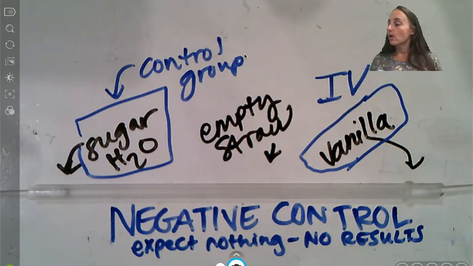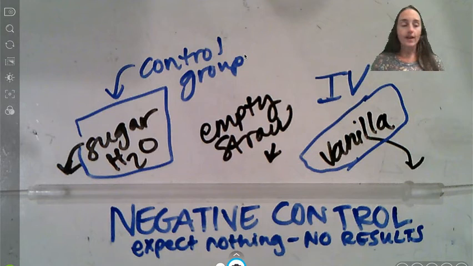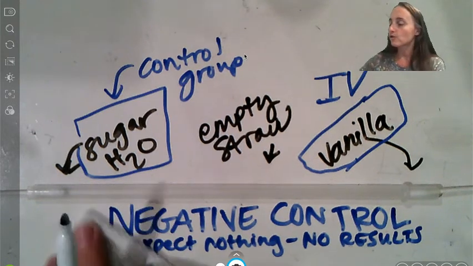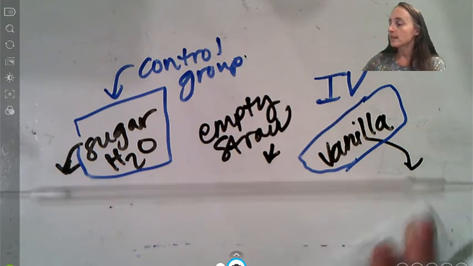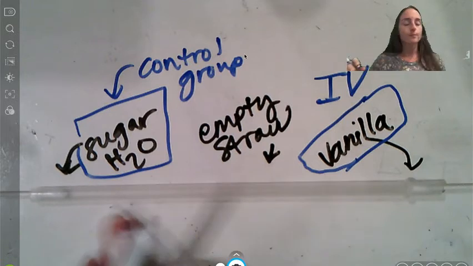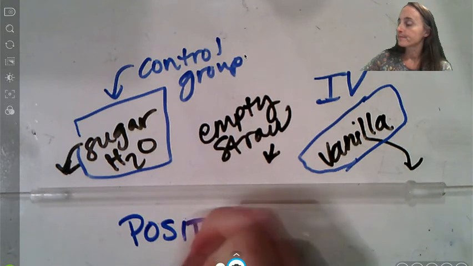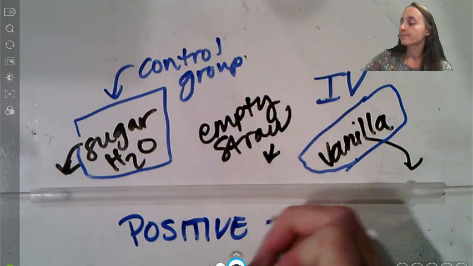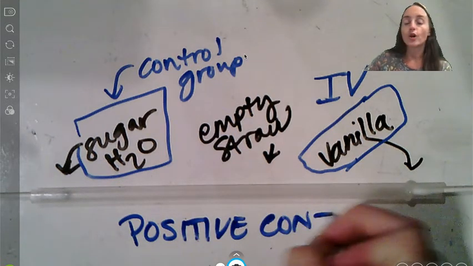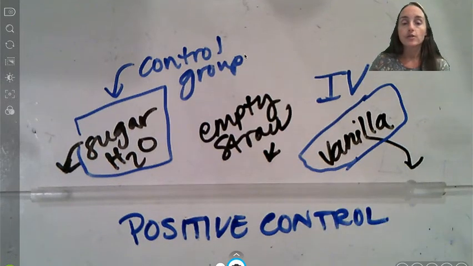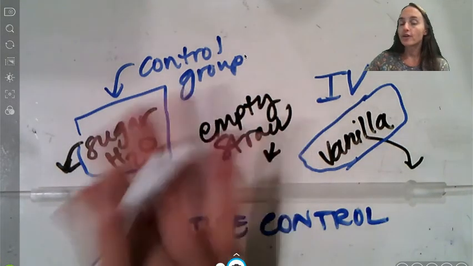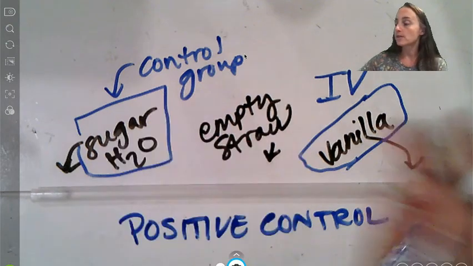Okay. So a positive control then. There's really not a very good positive control for this experiment, except I think we can come up with one. All right. So a positive control is one where you know you're going to get results. Okay. So in this instance, maybe we would put their typical sugar water on both sides.